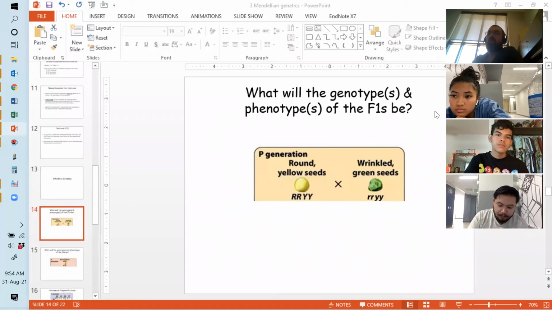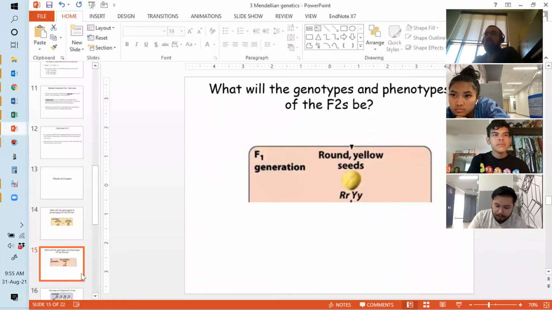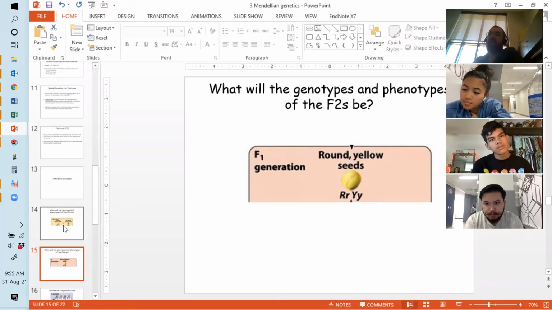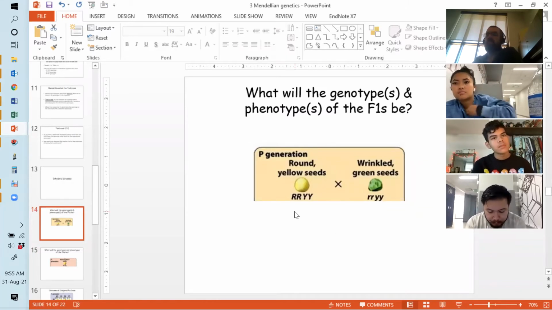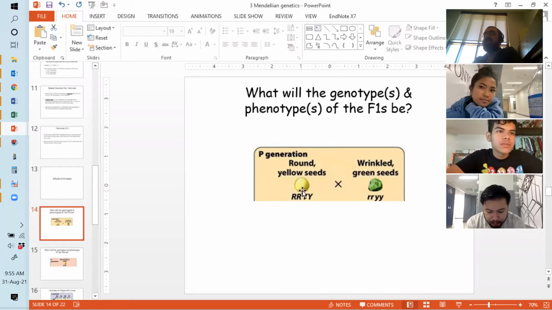Okay, so we know from looking at the F1 generation that it's heterozygous for both of those, and it's round and yellow. So when you look at the P generation, P1s, or P0 as some people call them, you see that these are the dominant phenotypes of those 2 traits.